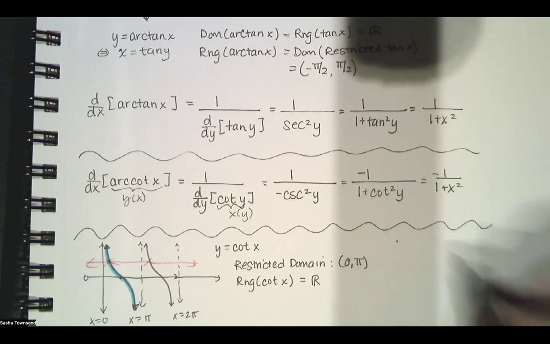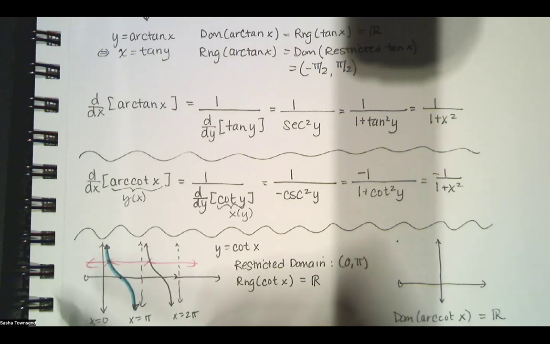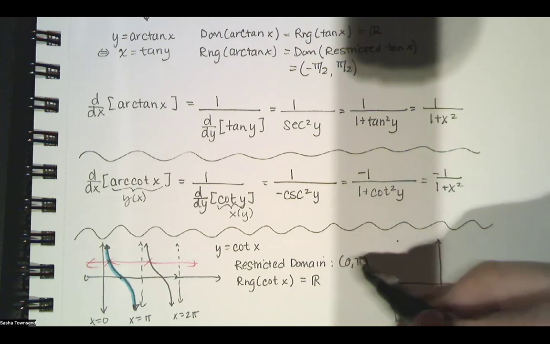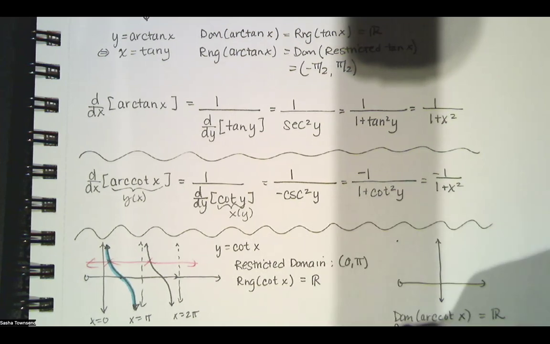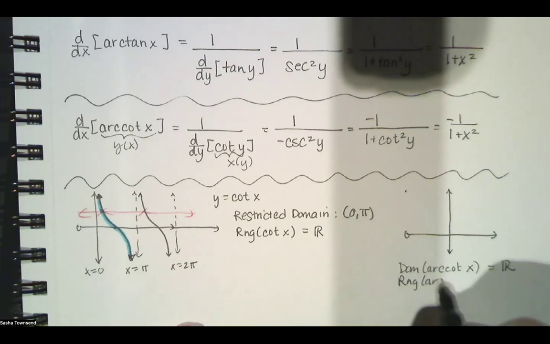And then we switch the roles of x and y to get the arc cotangent function. So when I switch the roles of x and y, the range of the cotangent becomes the domain of the arc cotangent. So we can put in any real number we want, because we got any real number we wanted out of that cotangent graph. And then the restricted domain of the cotangent becomes the range of the arc cotangent. So we're going to use 0 to pi here.